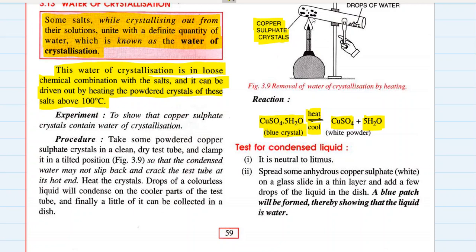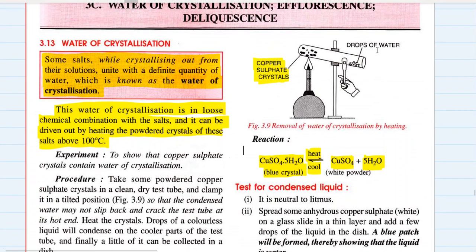This has been shown here with the experiment: first, copper sulfate crystals are taken in a test tube and heated. Drops of water are collected at the mouth of the test tube, which are driven out of the hydrated copper sulfate by heating. When the dehydrated particles of copper sulfate are again mixed with water, they become hydrated again. They regain their blue color, they regain their crystalline shape, right? So that is all due to water of crystallization.